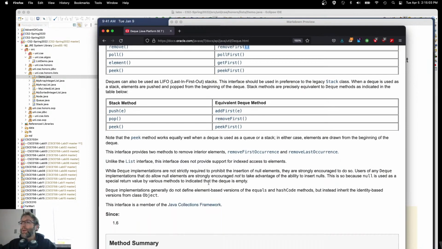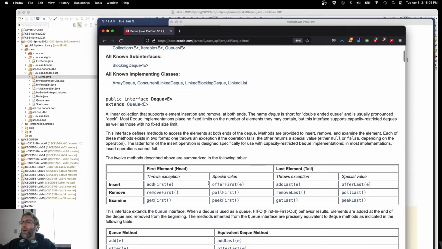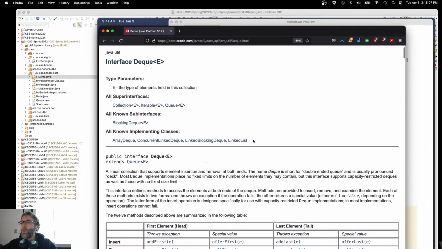There may or may not be some other considerations in here, but all known implementing classes here. Those two in the middle, by the way, are thread-safe versions. But otherwise, there's the array deck that I was talking about. How do you think it holds elements? With an array, right? And there's the linked list implementation.